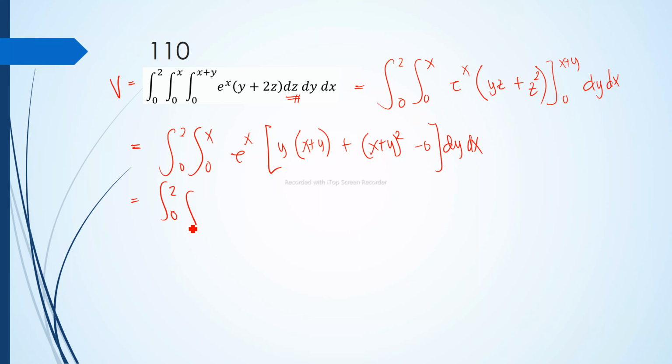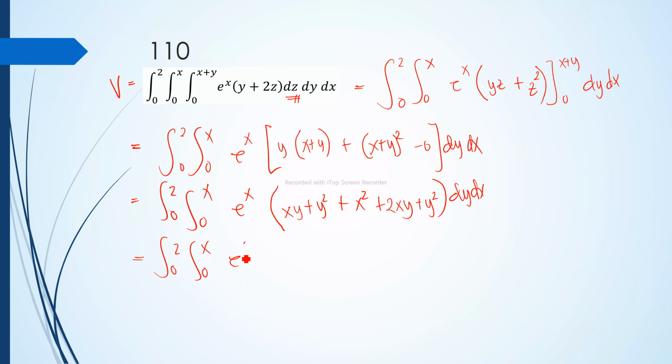Simplify that, we have 0 to 2, 0 to x, e to the x. And so if you distribute this, we have xy plus y squared plus x squared plus 2xy plus y squared, dy dx. So I just distribute for ease in integrating. We have 0 to 2, 0 to x, e to the x, then we have x squared plus 3xy plus 2y squared dy dx.